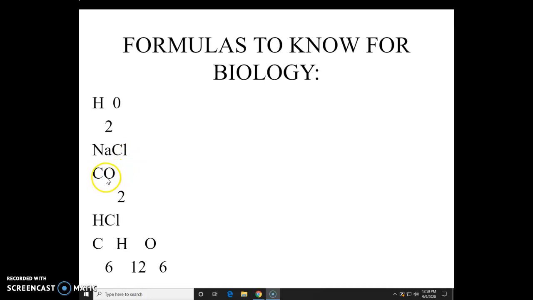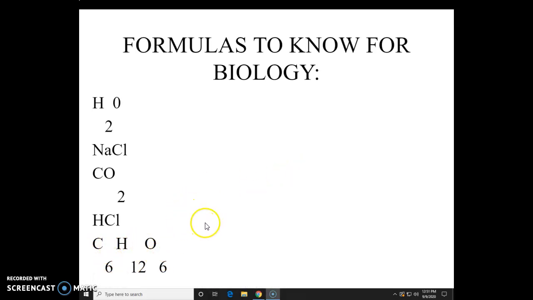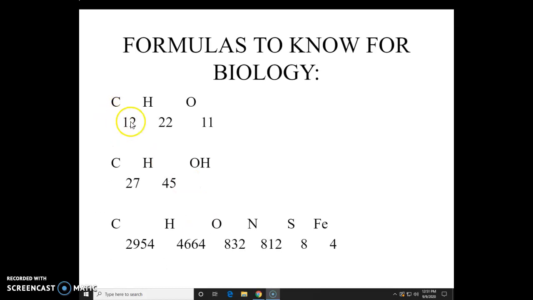Then we have CO2, that's carbon dioxide. HCl, hydrochloric acid. C6H12O6, that's glucose. And you know what that is. If you know someone who's a diabetic, you've heard about their glucose level, your blood sugar level. Okay, next slide.